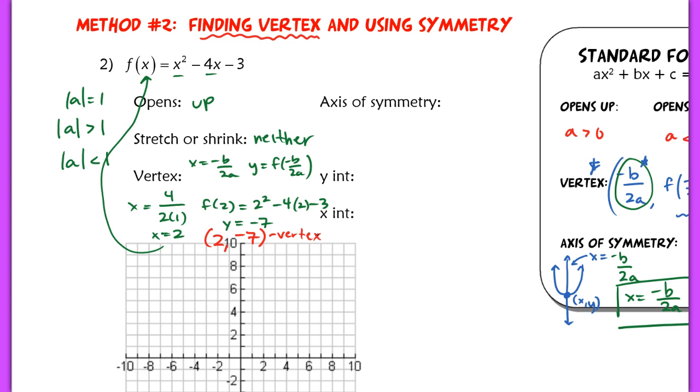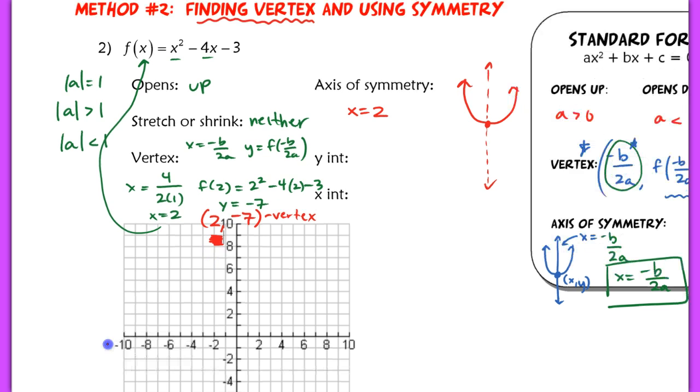Now that also means, because we know that it's a parabola and it's opening up here, that the axis of symmetry has to pass through that vertex. So that means the axis of symmetry, which is always the equation x equals, because it's a vertical line, should be x equals 2. It's going to be the x-coordinate of your vertex.